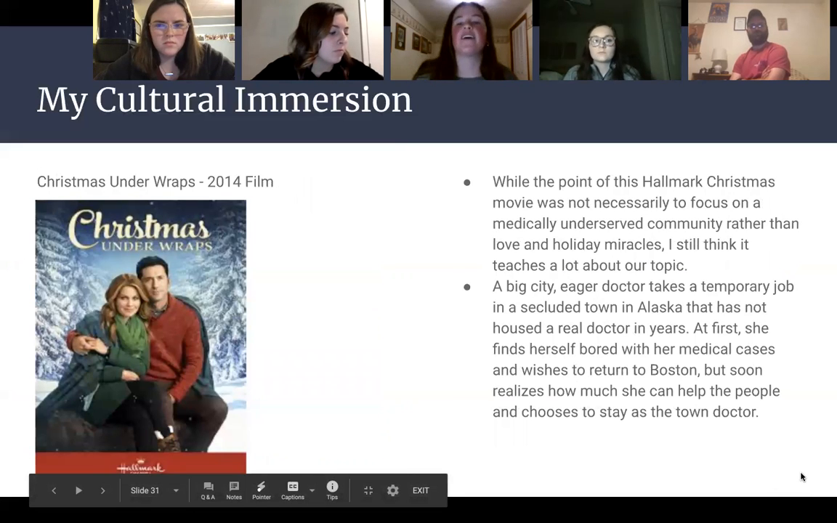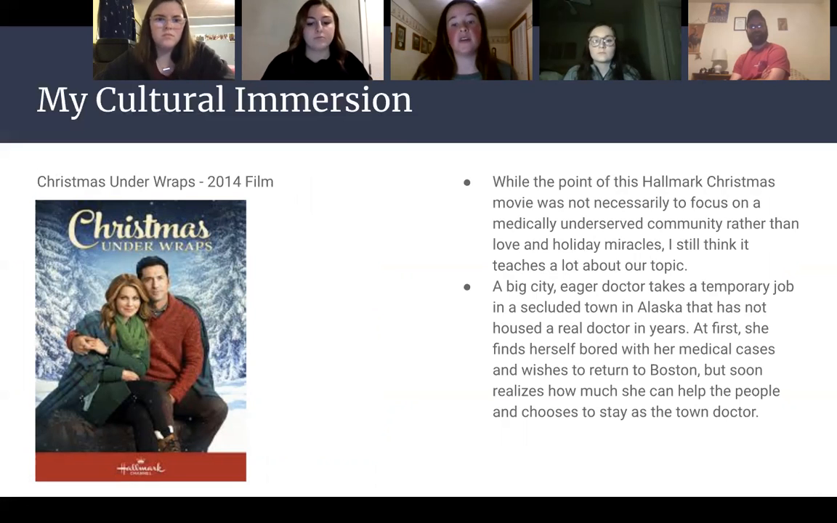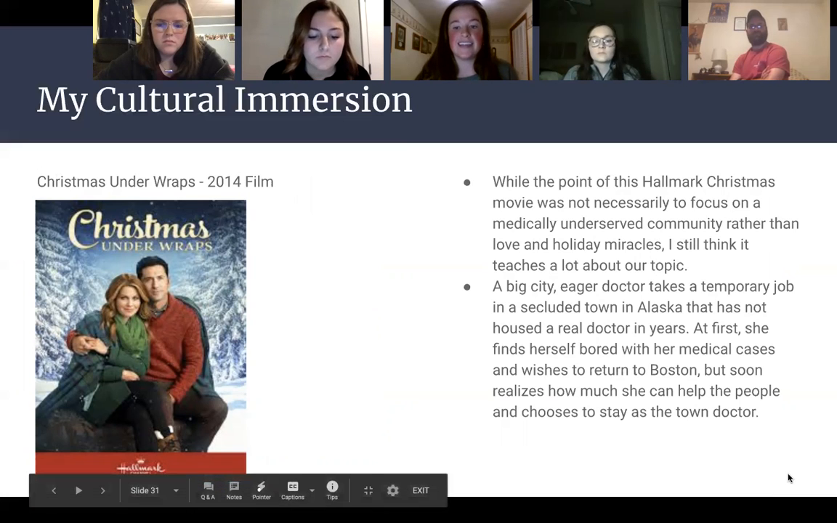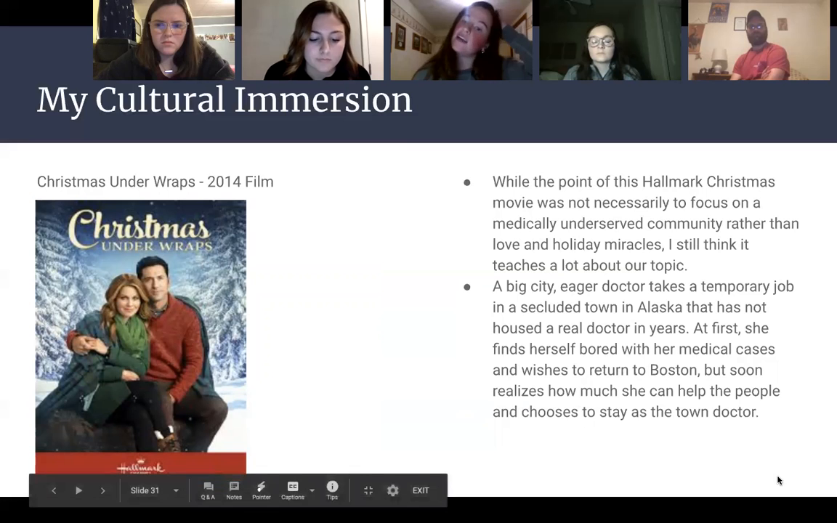And this movie, it's just your typical Hallmark movie about love and holiday miracles, but it also is about how a big city doctor has to go to a small town in Alaska that's not had a real doctor in years, and he's kind of awakened by how much she actually has to know, and she just chooses to stay as a small town doctor.